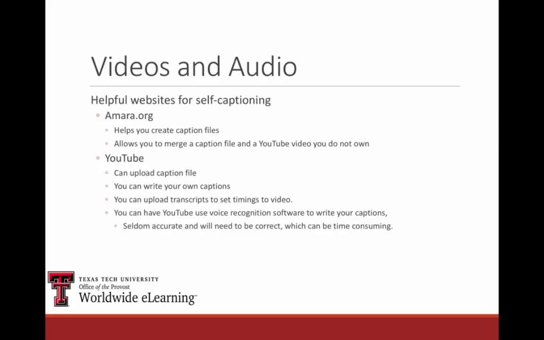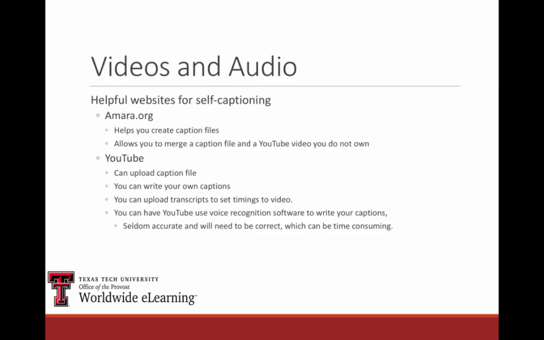There are some websites that are very helpful with self-captioning. Amara.org will help you caption your files, and they will also help you merge a caption file with a YouTube video that you do not own. If you do not own a YouTube video, you do not have copyright permission to add the captions unless the author of that YouTube video has given you permission. You could create your own captions and save it as an SRT file.